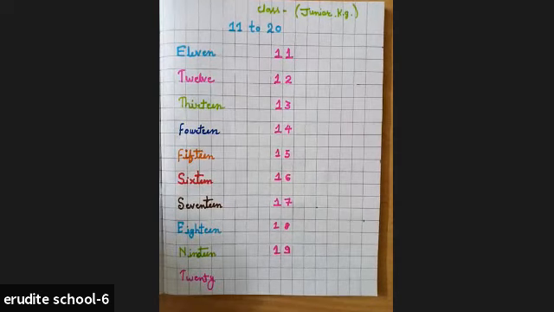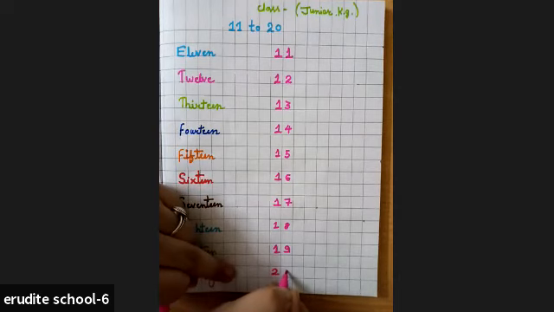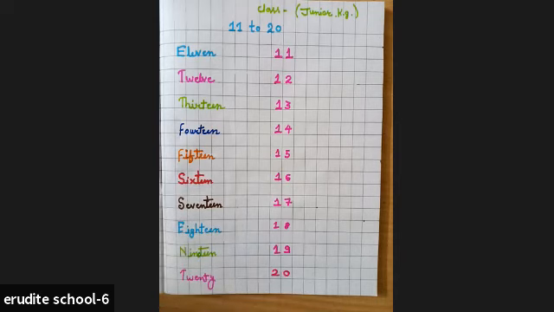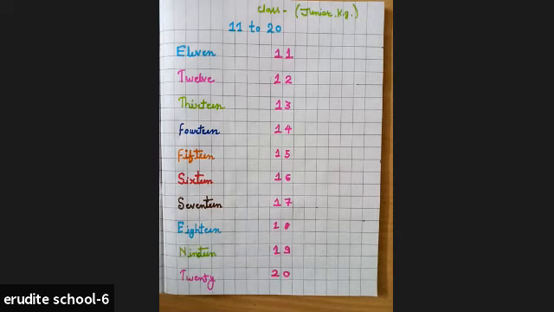And now next, 20. Okay. So now 2 and 0. Okay. 2 and 0. So 20. Okay. And the spelling of 20. T W E N T Y. 20.